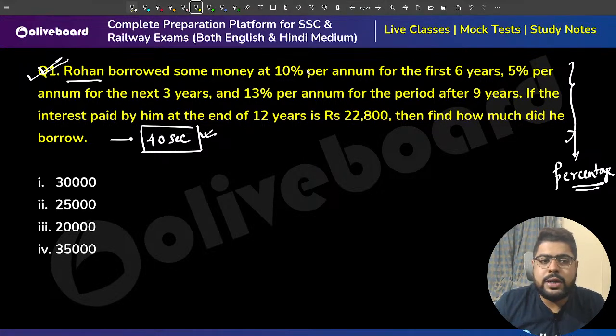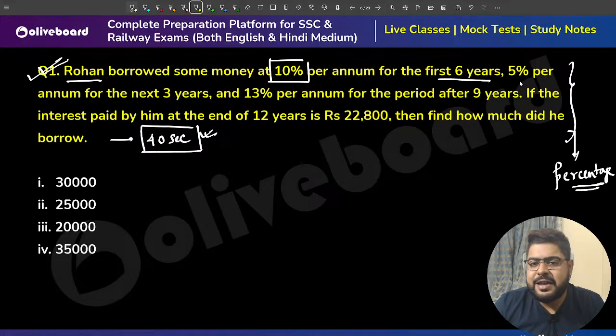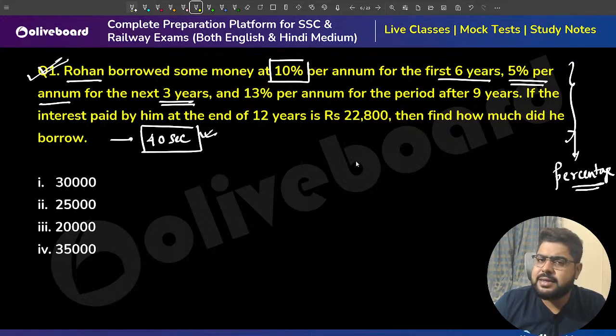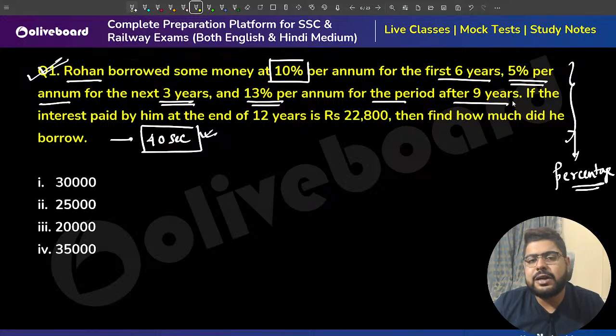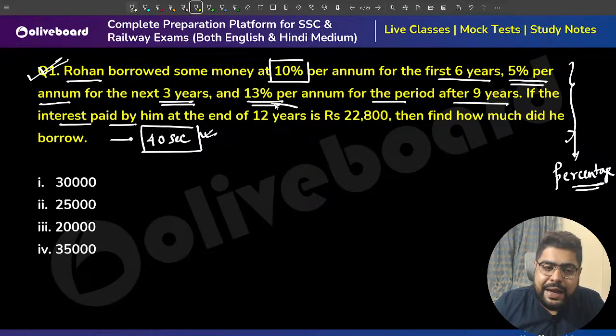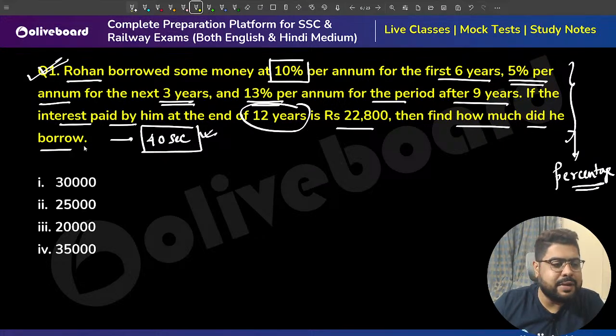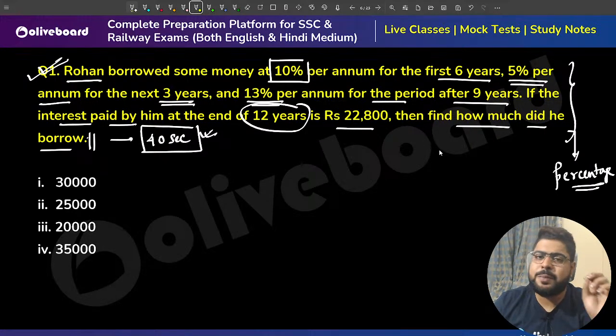Rohan borrowed some money at 10% per annum for the first 6 years, 5% per annum for the next 3 years, and 13% per annum for the period after 9 years. If the interest paid by him at the end of 12 years is this, then find how much did he borrow. That means the principal amount they are asking. Now, how to approach this?